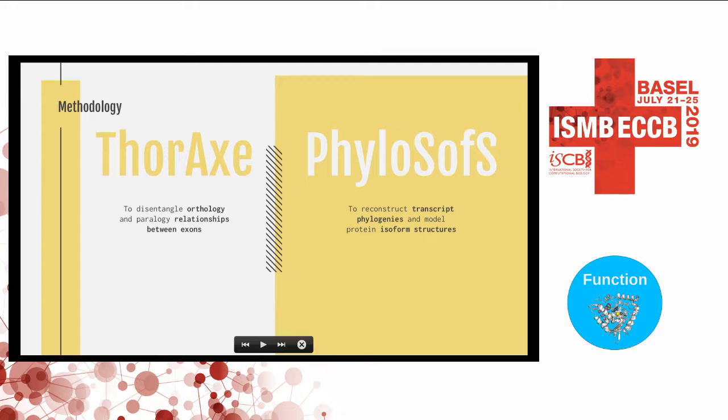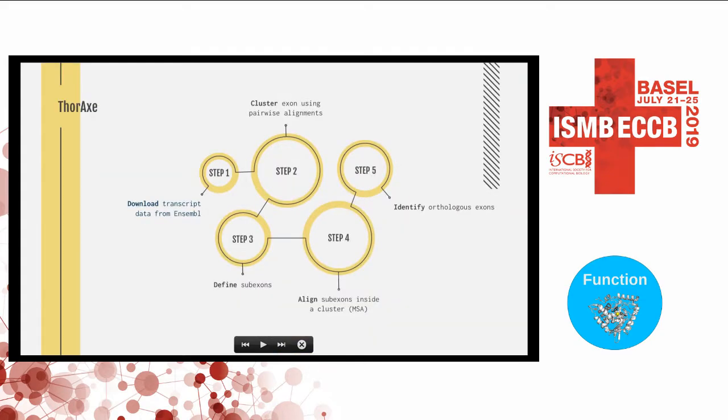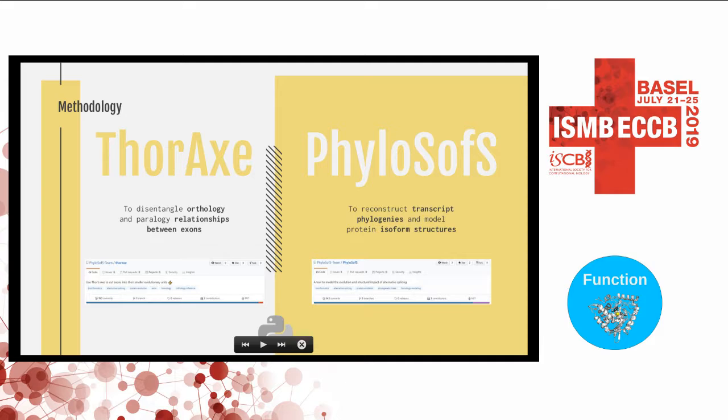So to answer these questions, we developed two tools at our lab. One is Torrox. Torrox is a tool to disentangle orthology and paralogy relationships between exons, and the other is Philosoph, which allows you to reconstruct transcript phylogenies and also to model the three-dimensional structure of the protein isoforms. Both tools are freely available at GitHub, and they are implemented in Python 3.